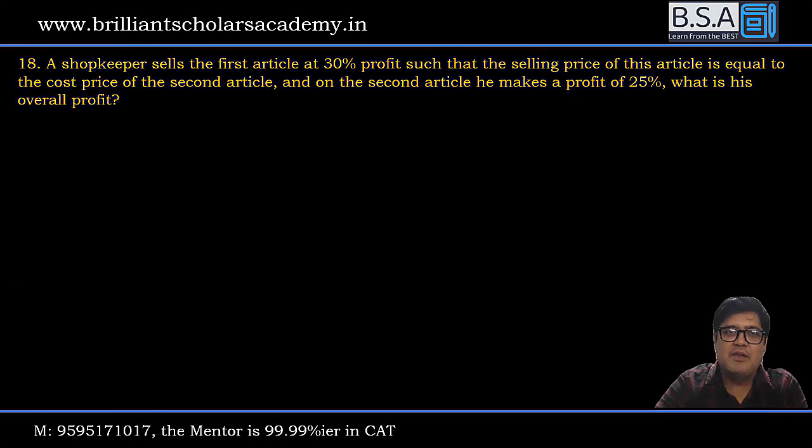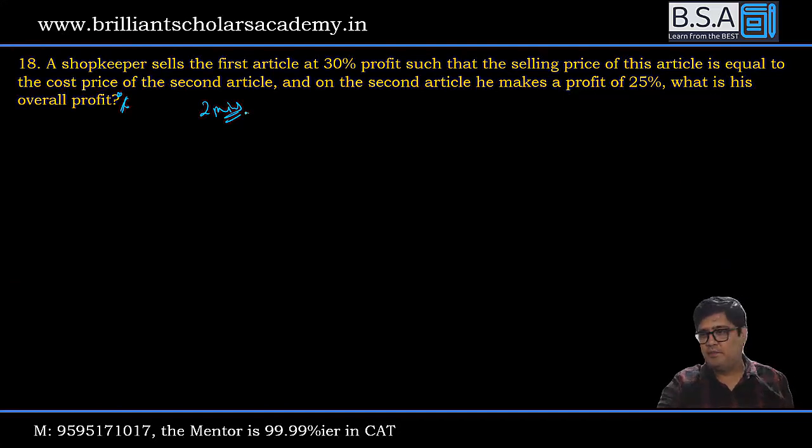Shopkeeper sells first article at 30% profit such that selling price of this article is equal to cost price of second article. And on second article, he makes 25% profit. What is his overall profit? Percentage पूछेंगे, what is overall profit percentage? Take 2 minutes and give me answer for this.